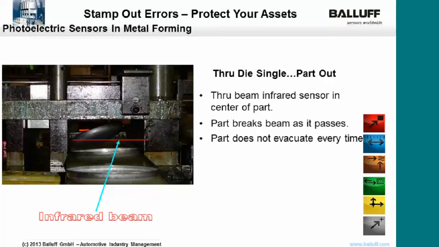Here's a through beam sensor detecting a single part falling out of the die. So you can see with the red line, this would be an infrared sensor, but the red line is used to illustrate where the beam would be. The part just breaks the beam as it passes, and if the part does not evacuate, the press would stop so that our die doesn't smash a part that is caught in the die.